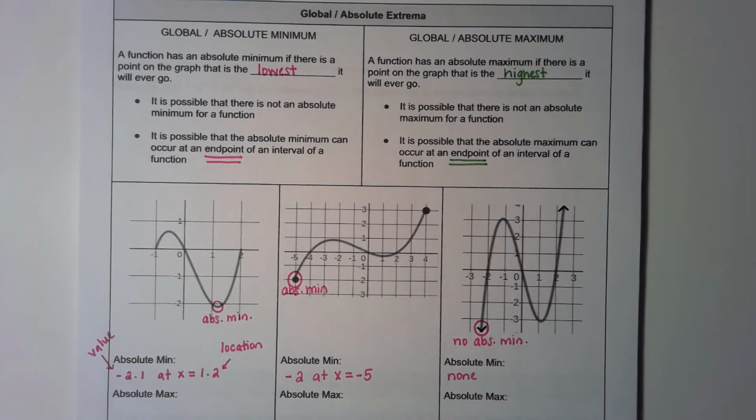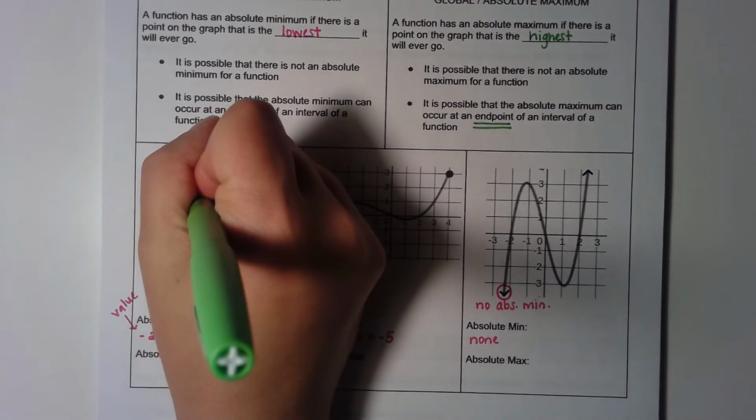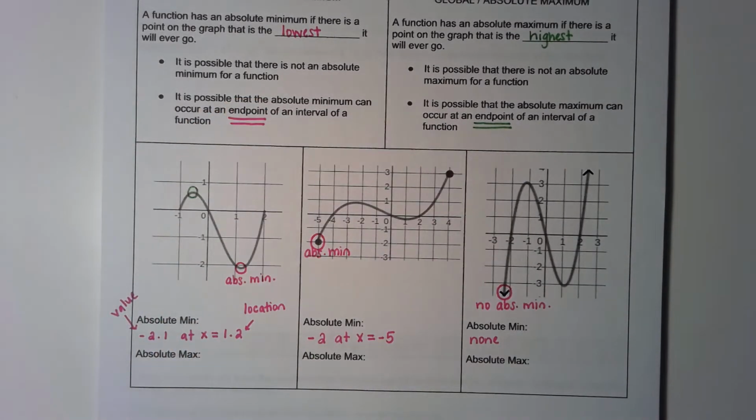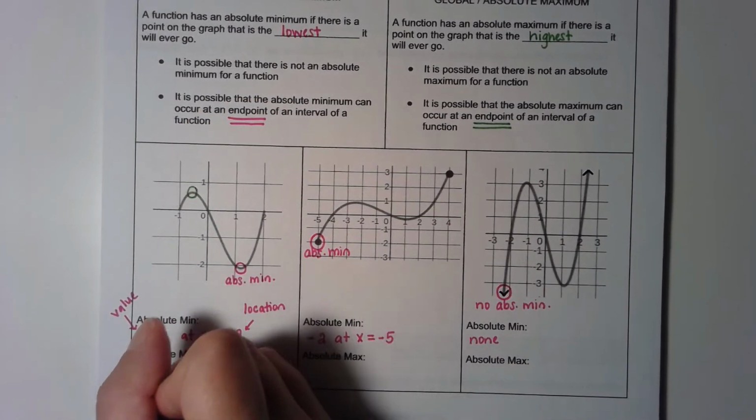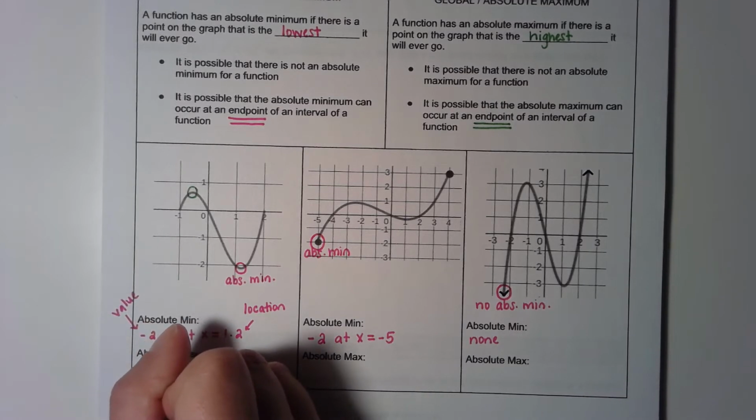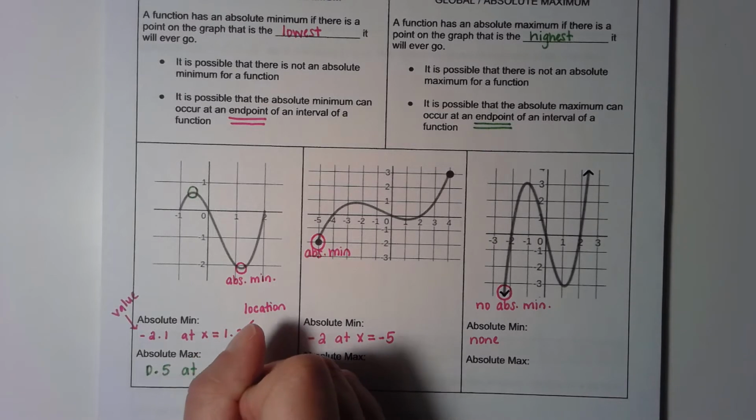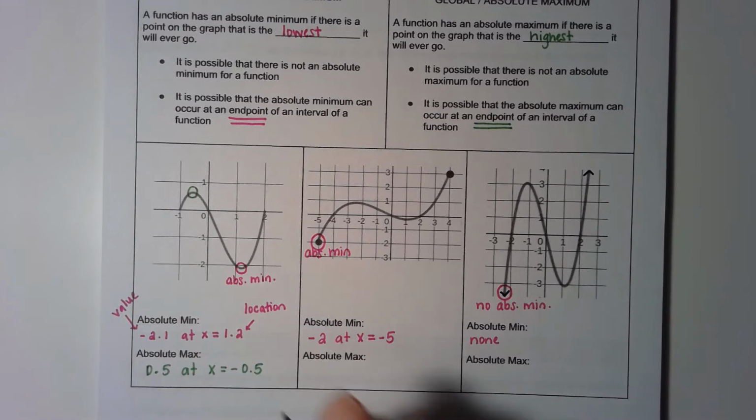So, unlike relative maxes and mins, absolute maxes and mins can occur at endpoints, whereas for the relative maxes and mins, we said no endpoints allowed. So if we look at these graphs and we want to find the absolute maximum, in this first graph, the absolute maximum would be right here. We would say that the highest this graph goes is maybe 0.5, and that would occur at the place where x is negative 0.5.